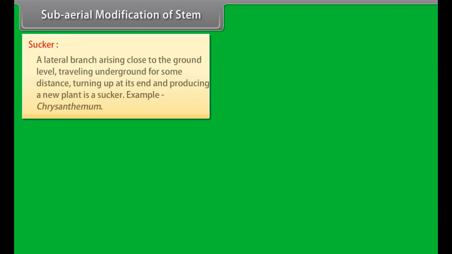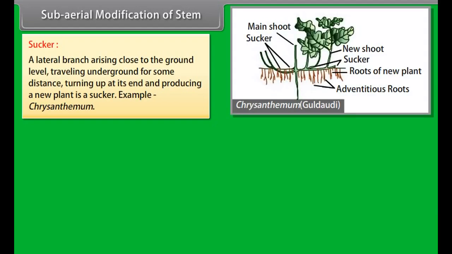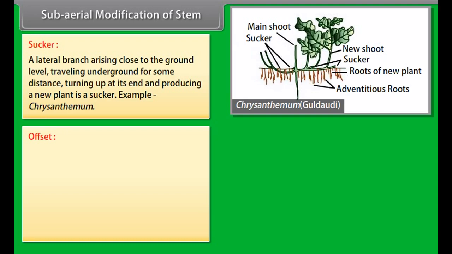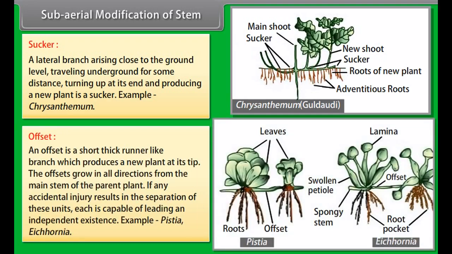Sucker. A lateral branch arising close to the ground level, traveling underground for some distance, turning up at its end, and producing a new plant is a sucker. Example: Chrysanthemum. Offset. An offset is a short, thick, runner-like branch which produces a new plant at its tip.